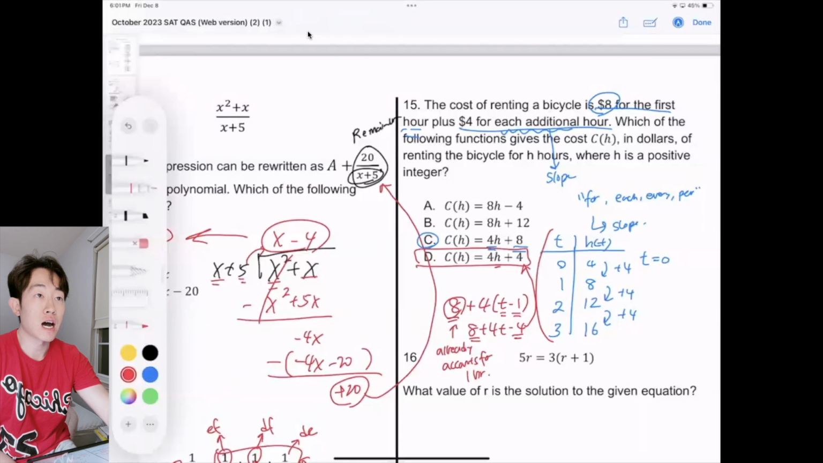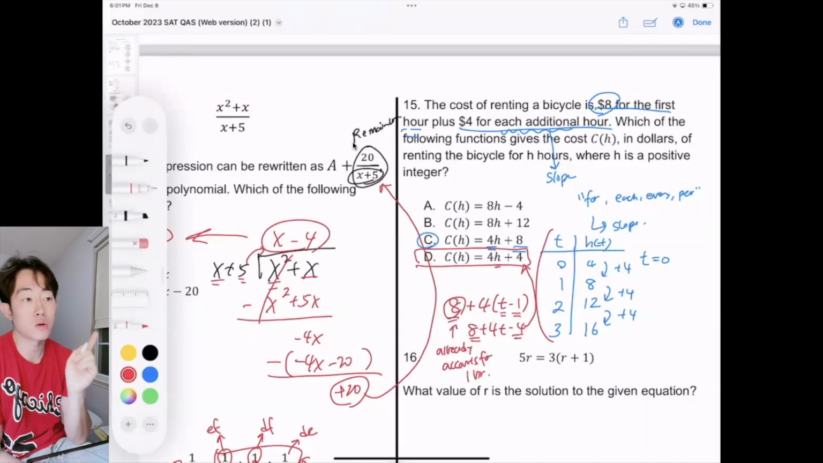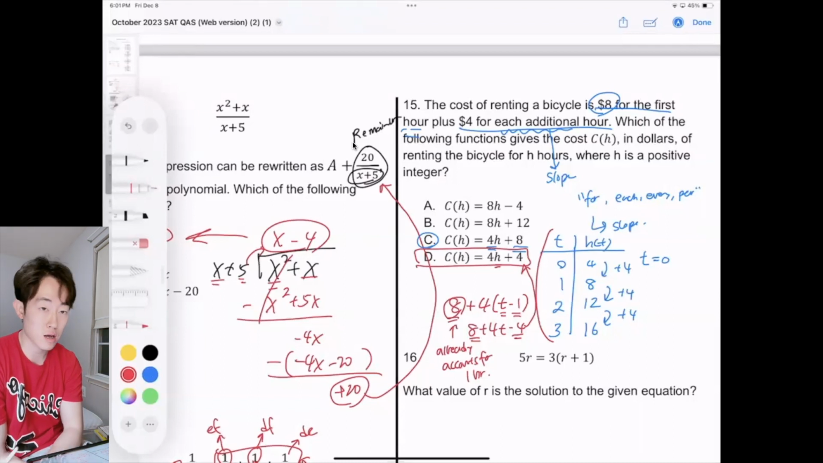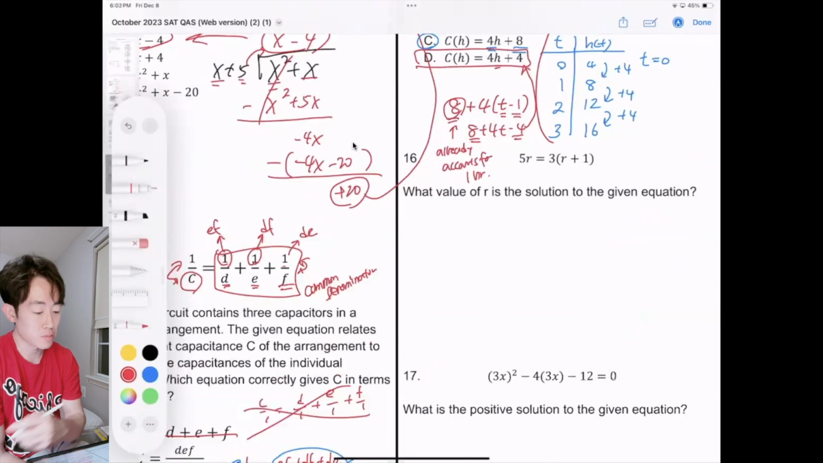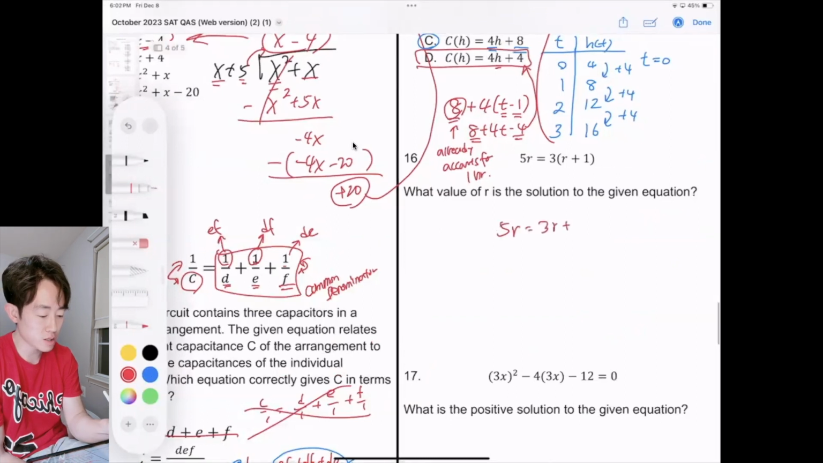So again, use the table, use the equation, do whatever you prefer, but that's the way to do it. All right, now number 16, we're going on to the grid-in section, the open-ended section. What value of r? Usually the first one is always so simple. I mean, 5r equals 3r plus 3.